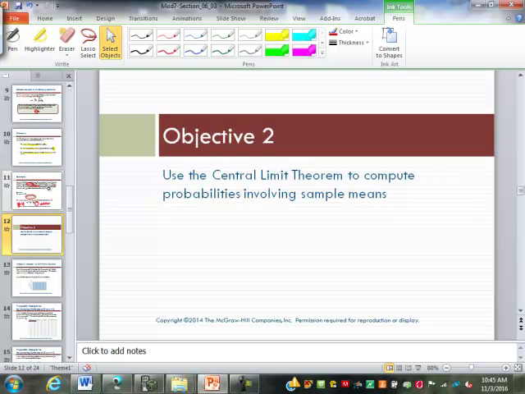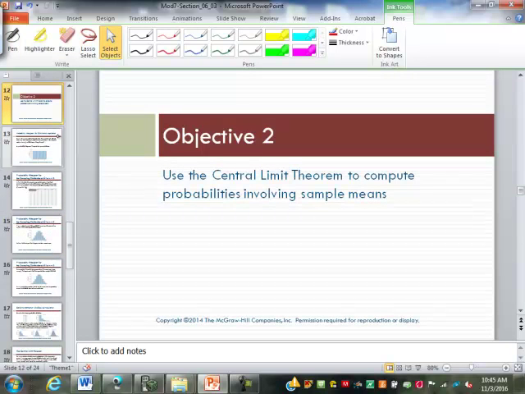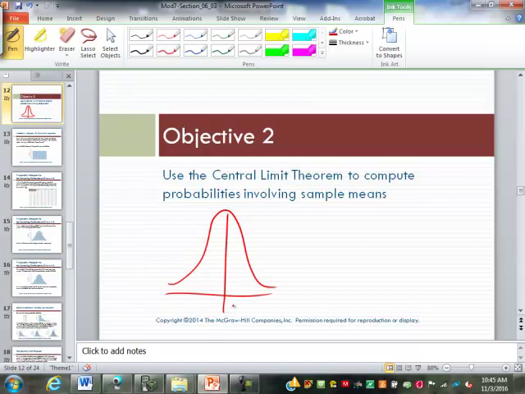Using the central limit theorem. So now that we've defined this distribution, it has a mean, which is equal to our population mean, and it has a standard deviation, which is just our population standard deviation divided by the square root of n. We can use that mean and that standard deviation to find normal probability, since it's approximately the normal curve.